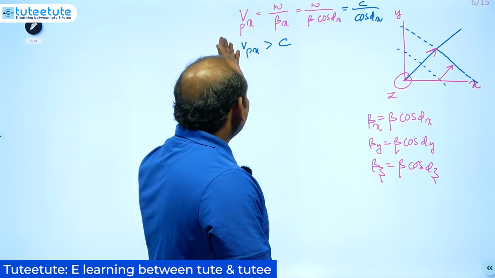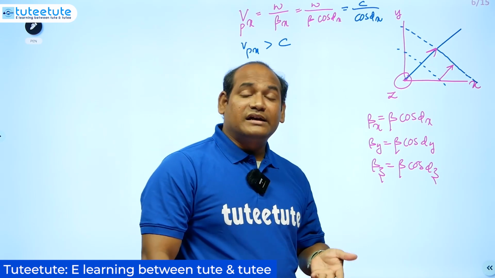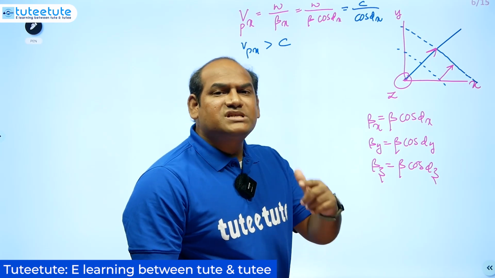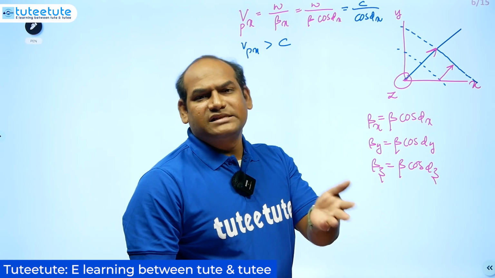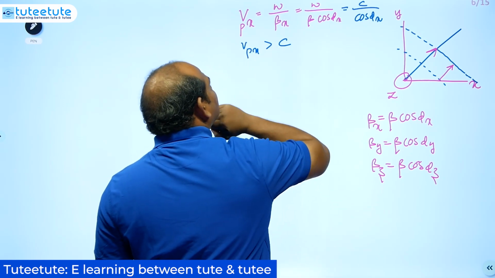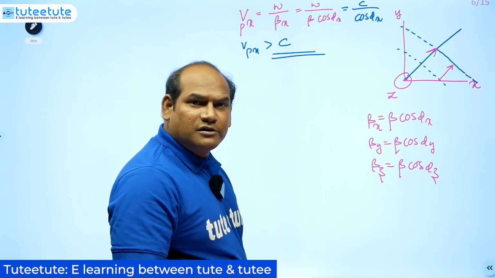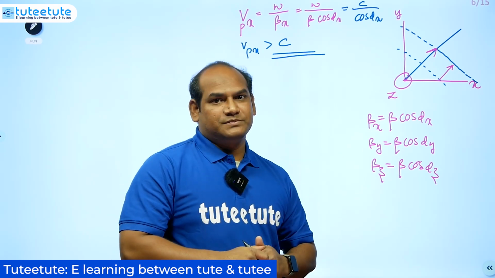That means the phase velocity along the x direction is greater than c, greater than the light velocity. Is it possible? No physical quantity can travel beyond the light velocity. That is the principle we have. But here, the phase velocity along the x direction we got is more than the light velocity. Is it wrong? No, mathematically it is correct.